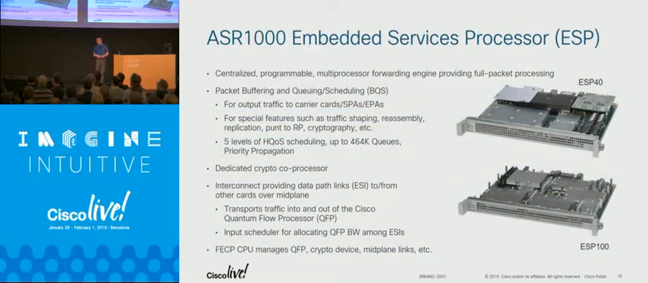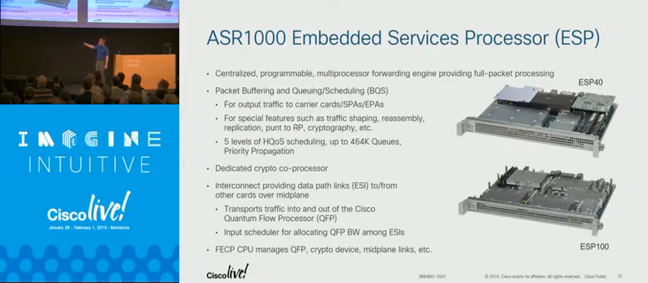Let's talk about the ESP. So this is the heart of the system, right? This is what pumps the packet blood throughout the system. This is where the QFP resides. Again, centralized forwarding paradigm, all programmable, a multiprocessor system based on QFP. We're going to talk about the QFP next.